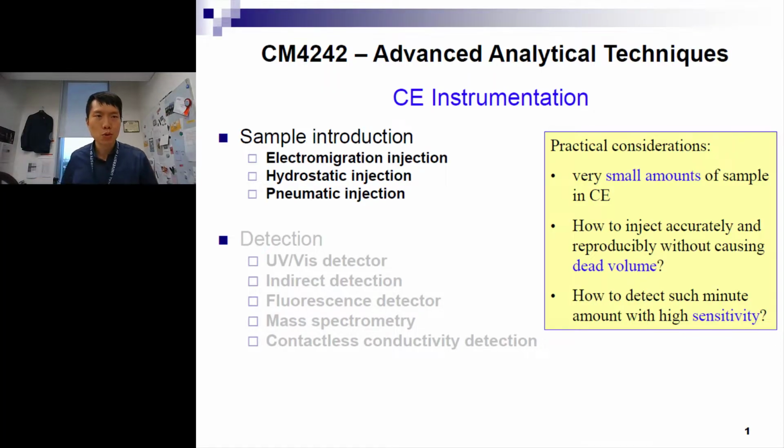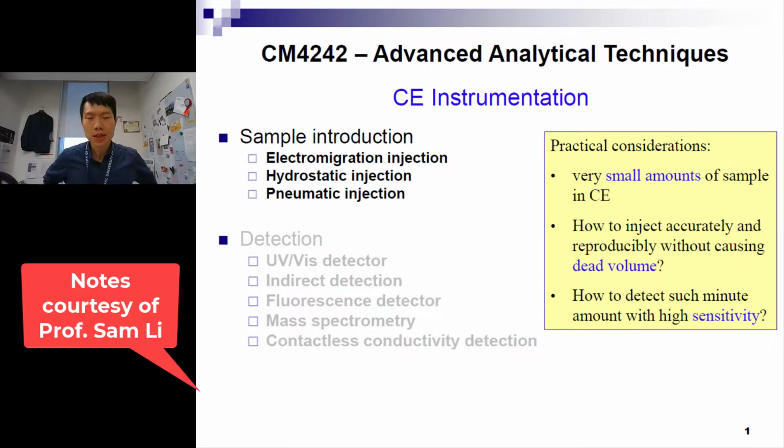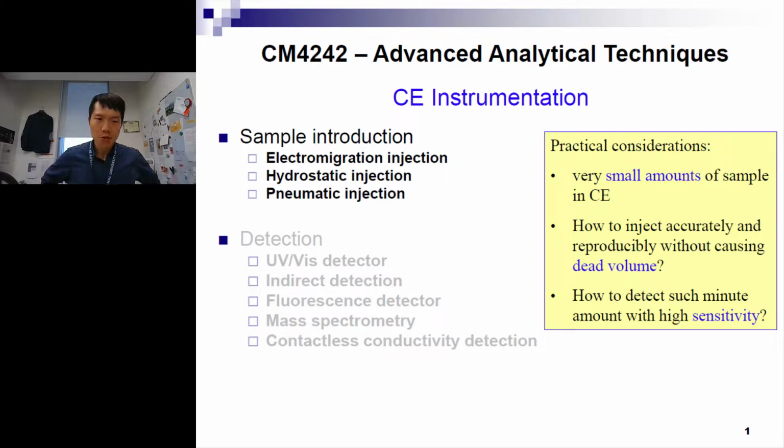Hi, welcome back students. Now we're in part 3 of CE, Capillary Electrophoresis, under instrumentation. There are two parts to this lecture. The first part is sample introduction and the second part will be detection. In the first part we'll go through sample introduction, where there are three main kinds of injection. The most prominent ones are the electromigration injection and the hydrostatic injection. The last one is less common, pneumatic injection.